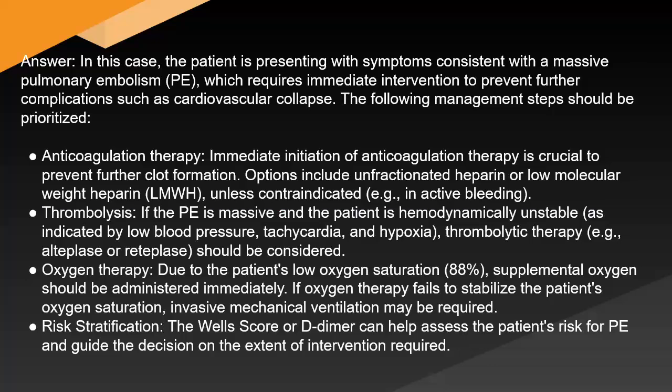Anticoagulation therapy. Immediate initiation of anticoagulation therapy is crucial to prevent further clot formation. Options include unfractionated heparin or low molecular weight heparin unless contraindicated, e.g. active bleeding. Thrombolysis: if the PE is massive and the patient is hemodynamically unstable as indicated by low blood pressure, tachycardia, and hypoxia, thrombolytic therapy, e.g. alteplase or reteplase, should be considered.